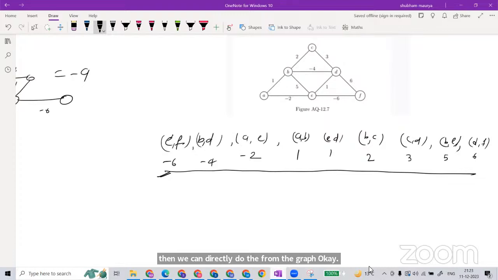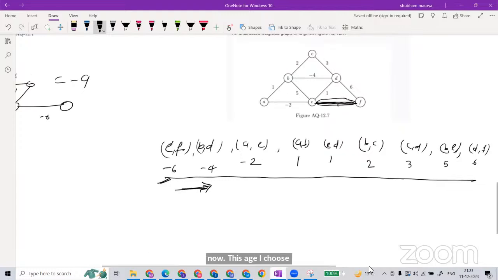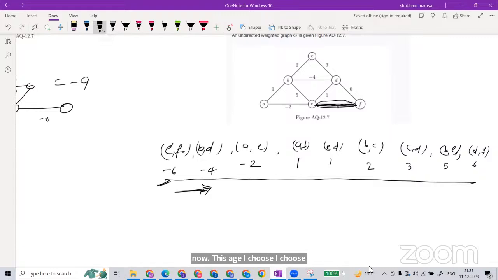So as here, if you see, I will choose the minimum. This is in ascending order, so this has the minimum. Now I have chosen this edge. Then after I choose this one, now A is the minimum, so I choose this one. Then there are two, AD and B, AB and ED.